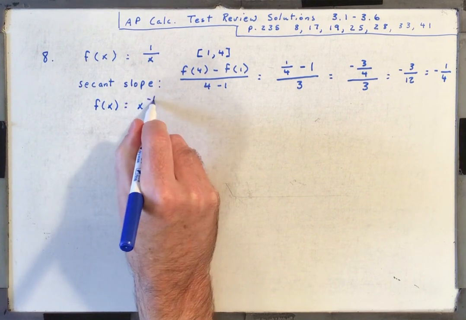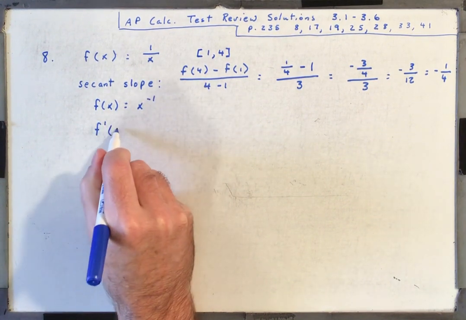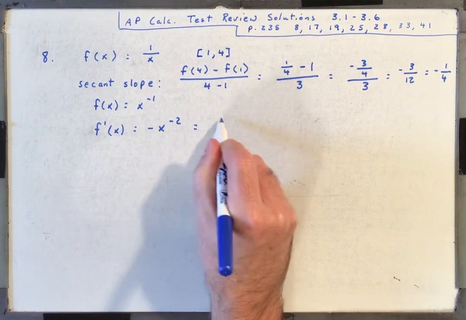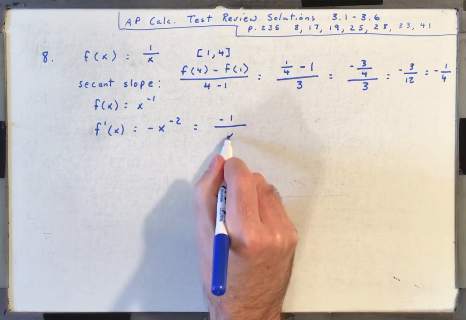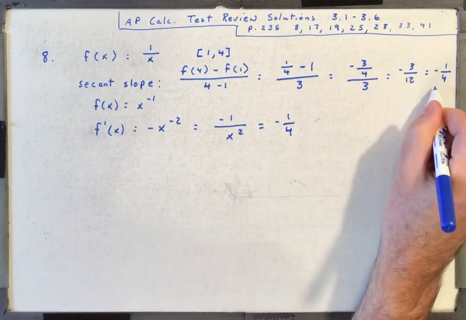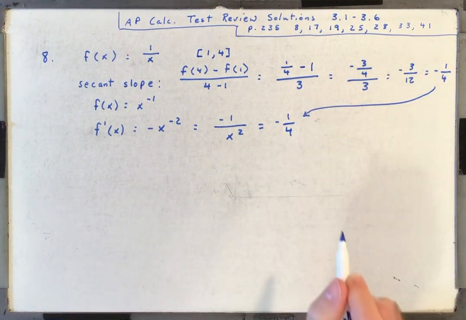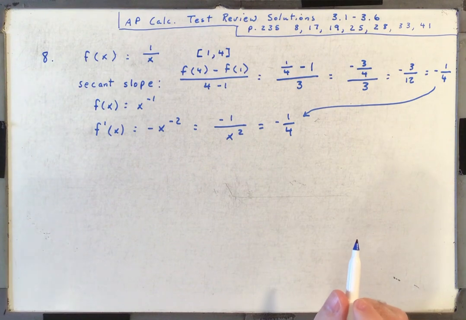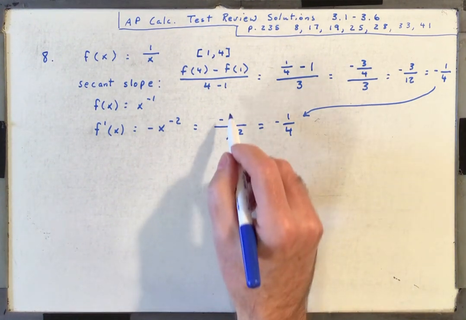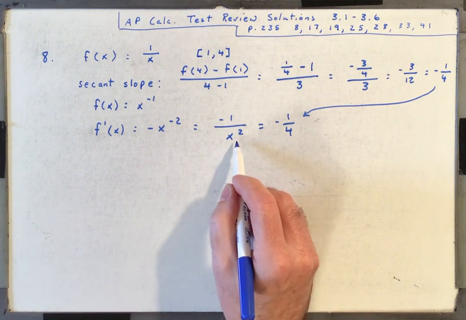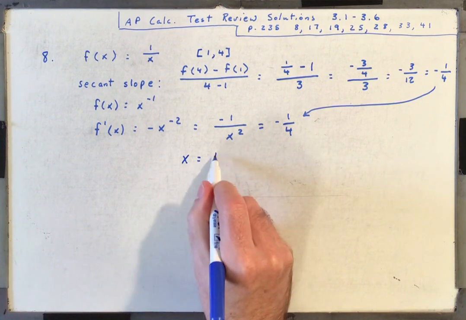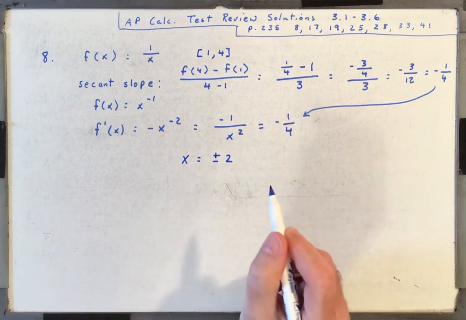So I'm going to rewrite f of x as x to the minus 1. So f prime of x would be minus x to the minus 2. So that's minus 1 over x squared, and we want to set that equal to the secant slope. Now you could cross multiply here, but this one's fairly simple, so I think you can just eyeball this, that our value c, where the slope of the tangent line is equal to the slope of the secant line, is going to be plus or minus 2.